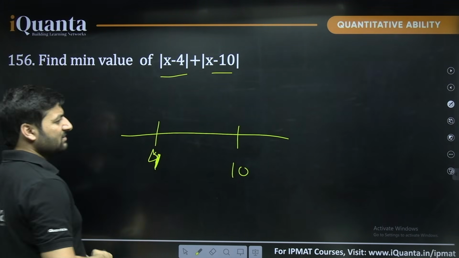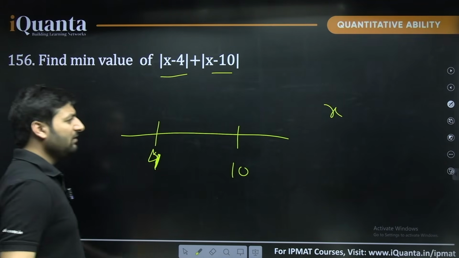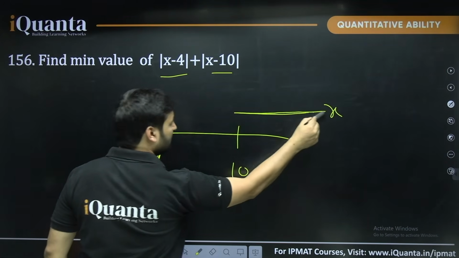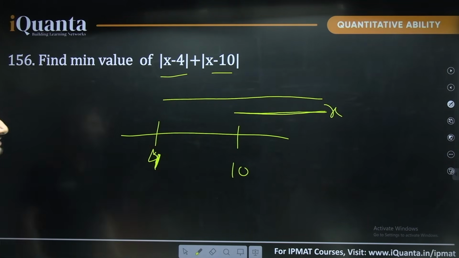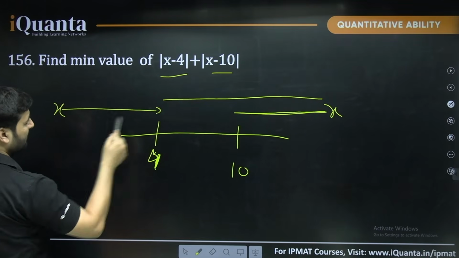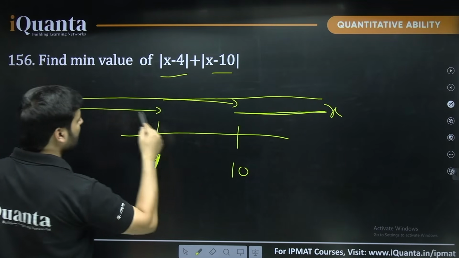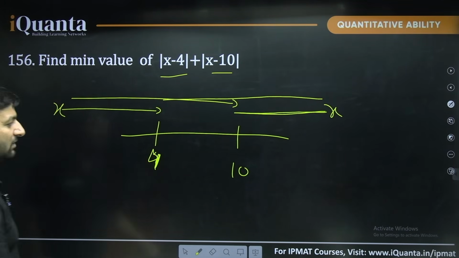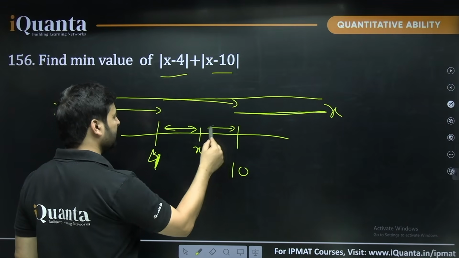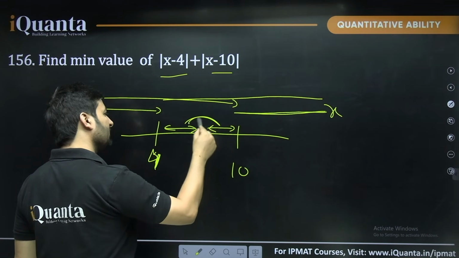Suppose you take your x here, will the sum of distances be minimum? No, because the distance of x from 10 is this, the distance of x from 4 is this. This is a huge distance. If you take your x on the other side, the distance from 4 is this, the distance from 10 is this. The sum of these two distances will be huge. But if your x lies somewhere in between, this is a very small distance between x and 4, and between x and 10. The sum of these two values will give us the minimum.